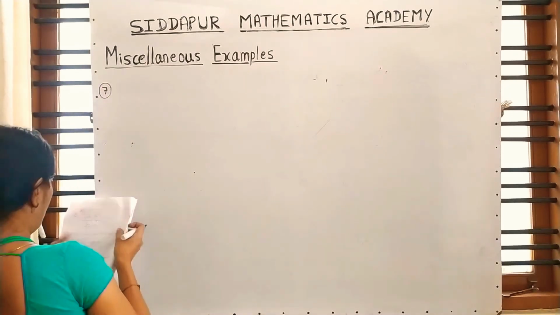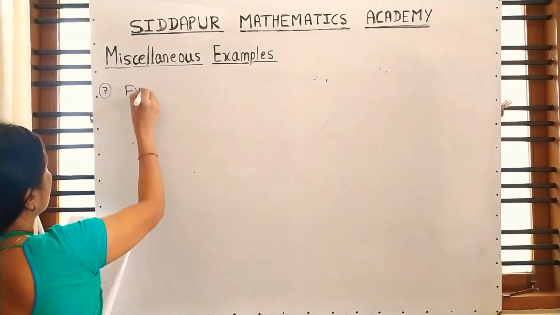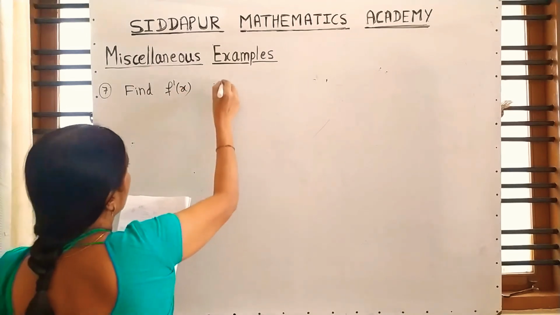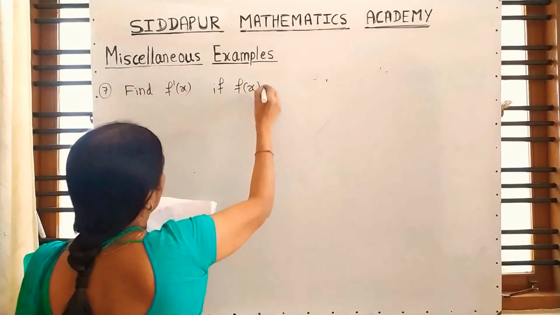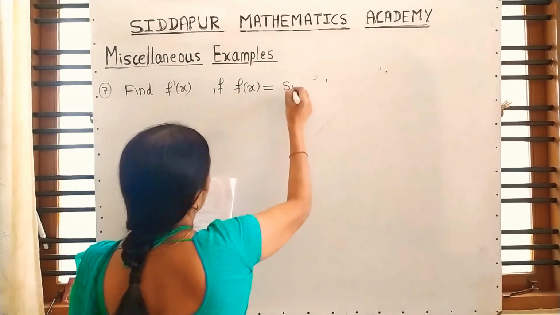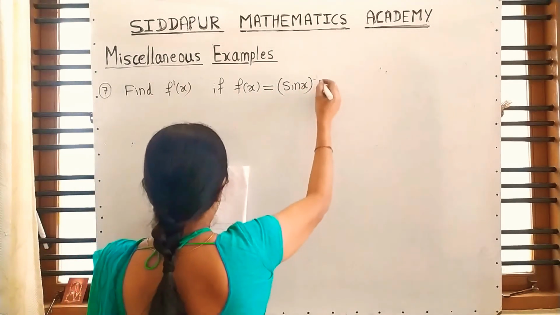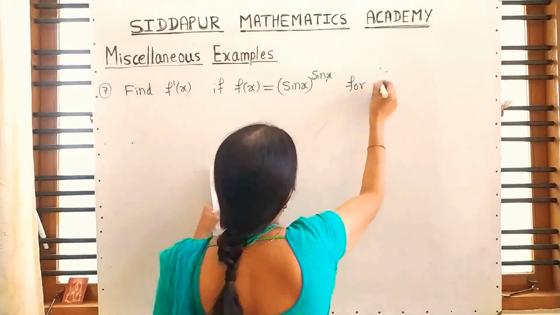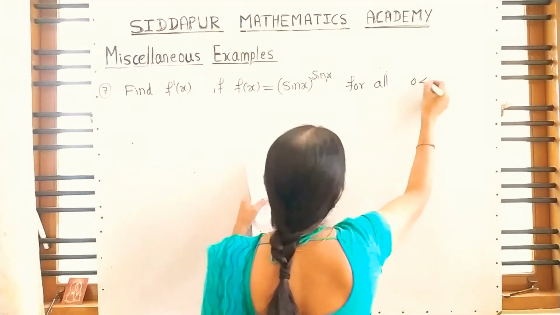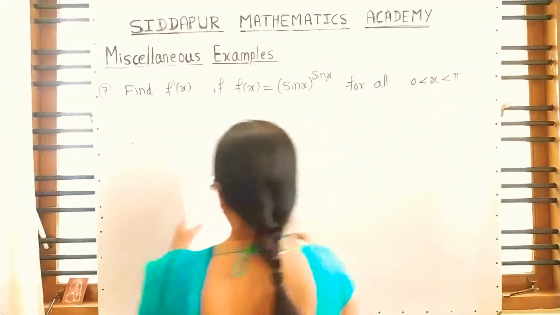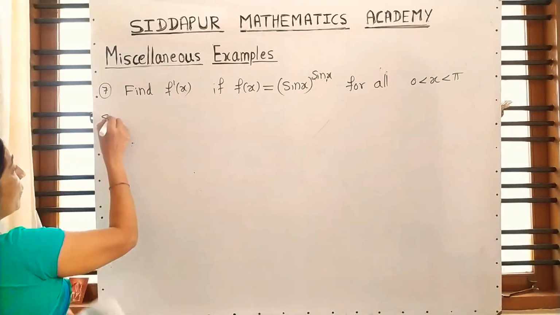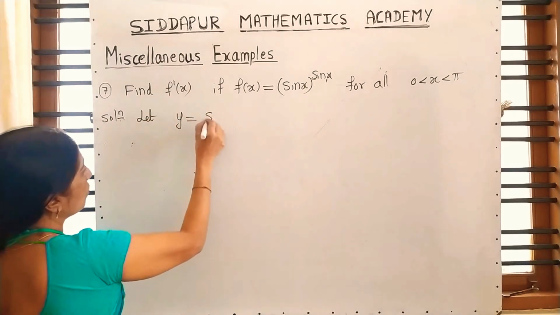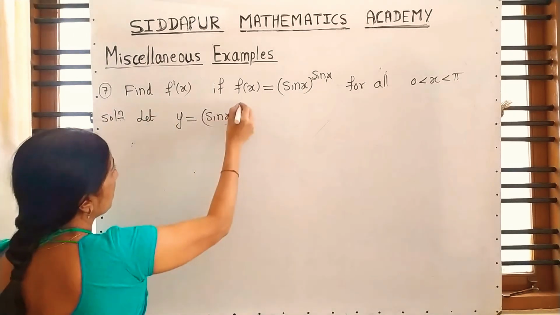Question number 7. Find f dash of x if f of x is equal to sin x raised to sin x, for all x lying between 0 to 5. See, for our convenience, take the term as y. Let y is equal to sin x raised to sin x.